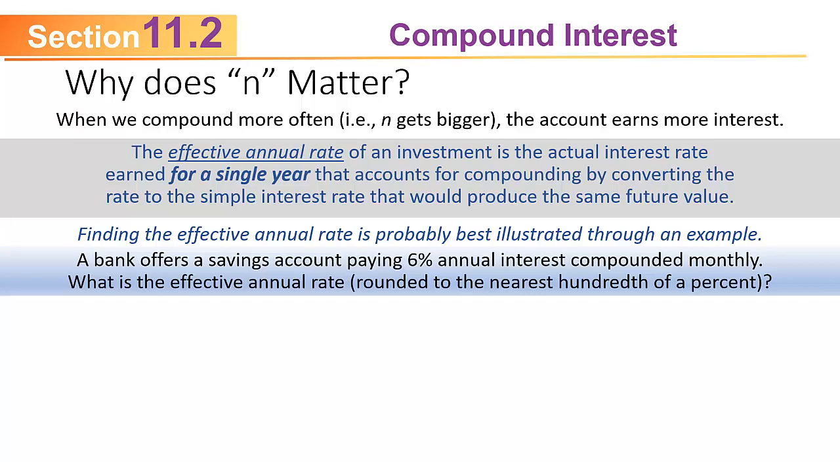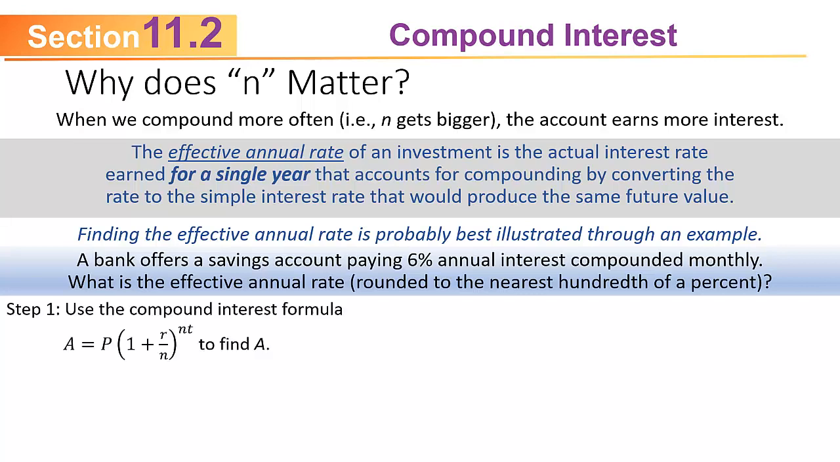A bank offers a savings account paying 6% annual interest compounded monthly. What is the effective annual rate rounded to the nearest hundredth of a percent? The first thing you want to do is use the compound interest formula to find out what capital A is. In other words, how much will that money that you put in the beginning be worth at the end?